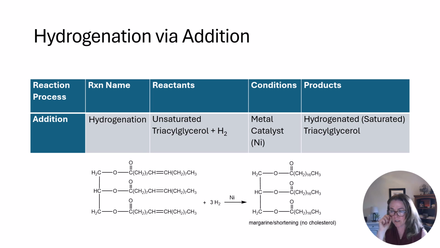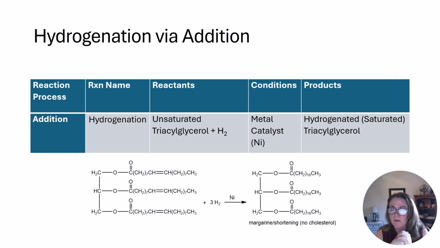All right, so if you notice on the opening picture, I had a picture of margarine. So margarine is actually hydrogenated oil, which is the process that we're going to be talking about right now. The reaction process is addition. It is hydrogenation. So we are basically taking these unsaturated fats, unsaturated triacylglycerols, and we are reacting them with hydrogen to go from having a double bond to a single bond.